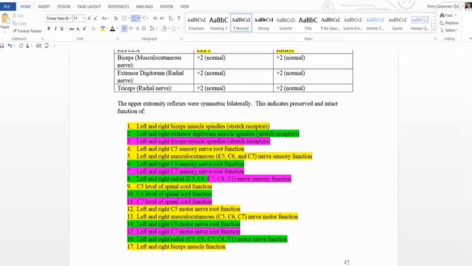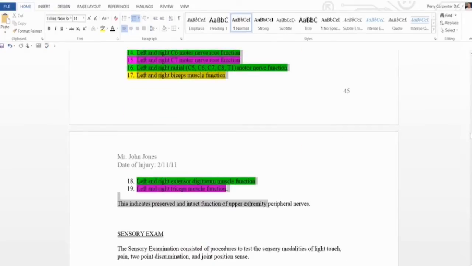Okay, so examinee reports of diminished or reduced sensation is subjective, whereas reflex testing is completely objective. It's beyond the control of the examinee. So it's important to remember that the presence of normal reflexes indicates preserved and intact sensory function, preserved and intact motor function, and preserved and intact spinal cord function. And this is a completely objective finding. And that's the beauty of reflex testing.